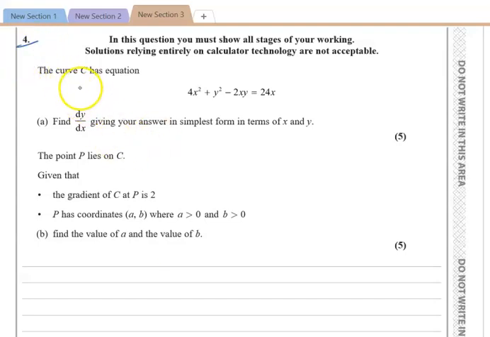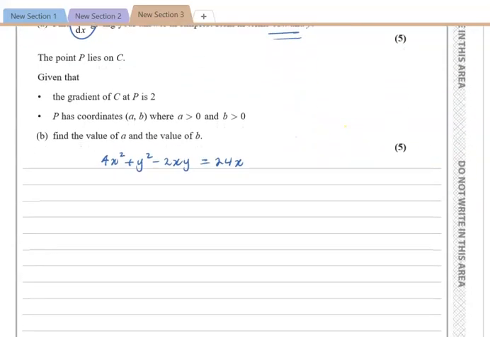Implicit differentiation. So we have the curve given by this equation. Again, the equation here is x squared plus y squared minus 2xy equals 24x. We want to find dy/dx in terms of x and y. So that means what you have here when you do implicit differentiation.